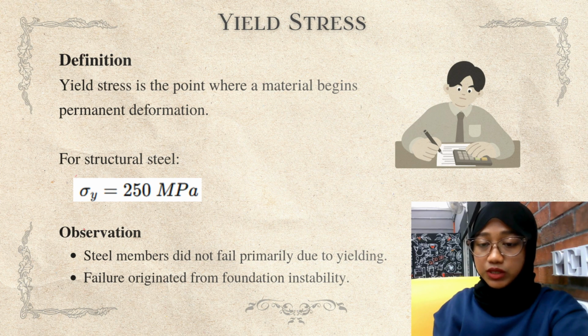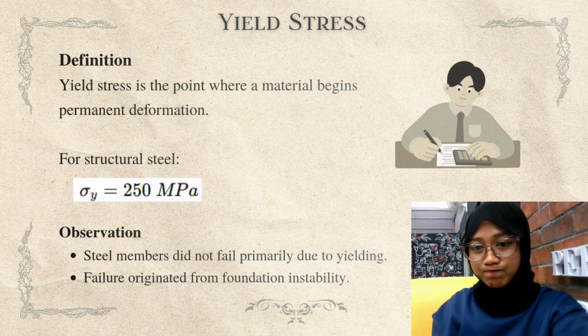Good morning, everyone. Right now I will explain the concept of yield stress and its relation to the Hintze Ribeiro Bridge collapse. Yield stress is the point where the material begins to undergo permanent deformation after being subjected to stress. For structural steel, yield stress is an important property because it determines the maximum stress the material can withstand before permanent damage. In this case, the investigation found that the steel members did not fail primarily because of yielding. The bridge structure itself was not the main source of the failure.